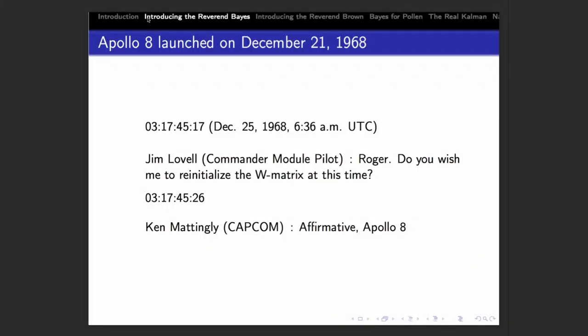Okay, so this is 1968. Kalman filtering has been around since the 60s. It was used in the Apollo 8 mission, apparently. The one that went behind the moon, didn't actually land on the moon, I think. So the W matrix is one of the matrices, presumably, in the Kalman filter.